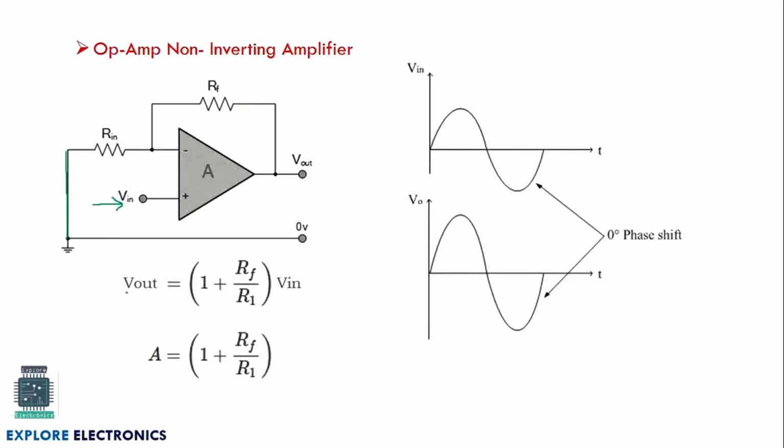And Vout, if you observe the output, is 1 plus Rf divided by Rin or R1, into Vin. This is the gain here. The amount of gain we are going to get is 1 plus Rf divided by R1, and you can observe the gain is positive. Since it is a non-inverting amplifier, it is not inverting the output, it is amplifying with a gain of 1 plus Rf divided by R1.